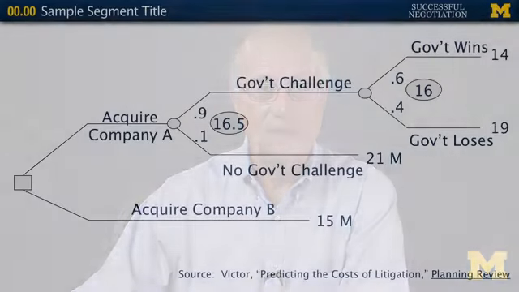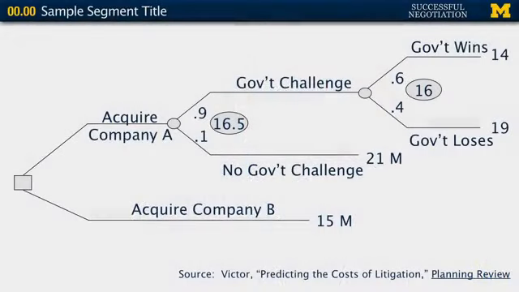This is what my decision tree looks like for this decision. The decision is, do you acquire Company A or Company B? And if you acquire Company A, then you have two uncertainties. Will the government challenge the acquisition? And if the government does challenge, will the government win or lose? So that's the drawing of the tree.